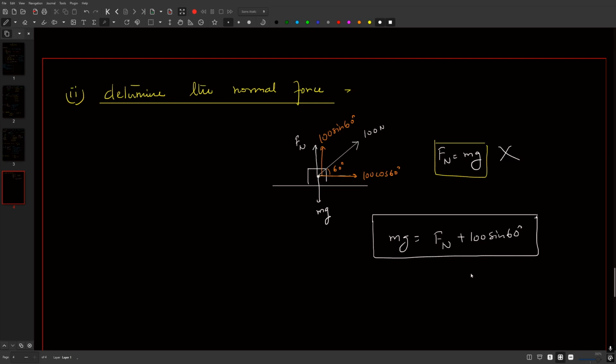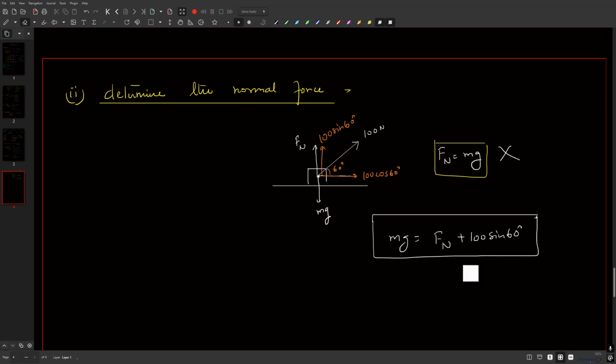I will explain it one more time. If the box was just resting on the table, then obviously in that case mg is equal to Fn, so the normal force would have been equal to mg. But in this case, there is an additional force which is acting at an angle.